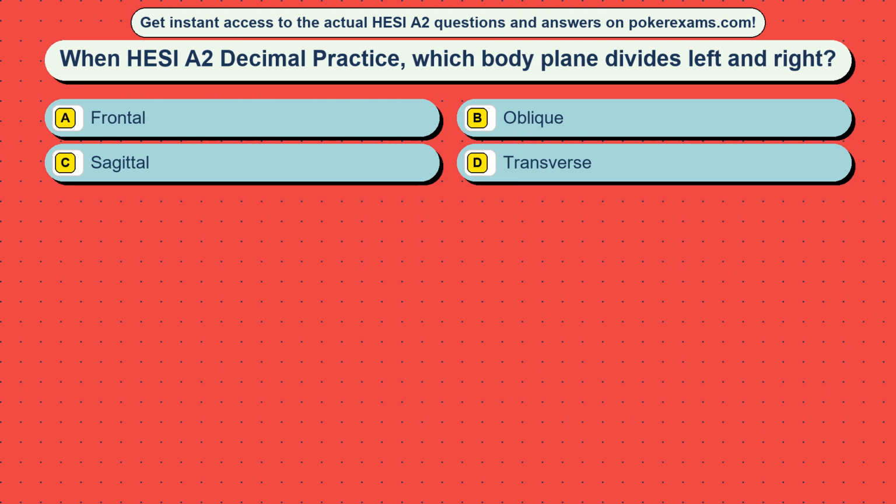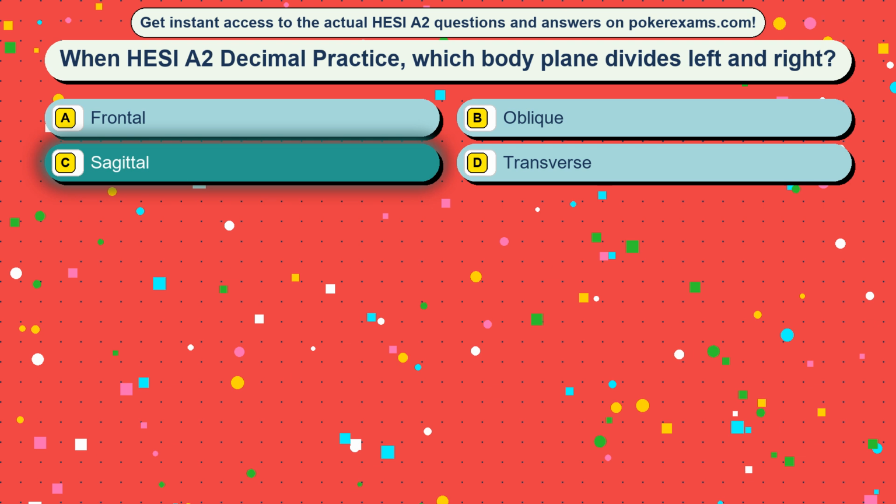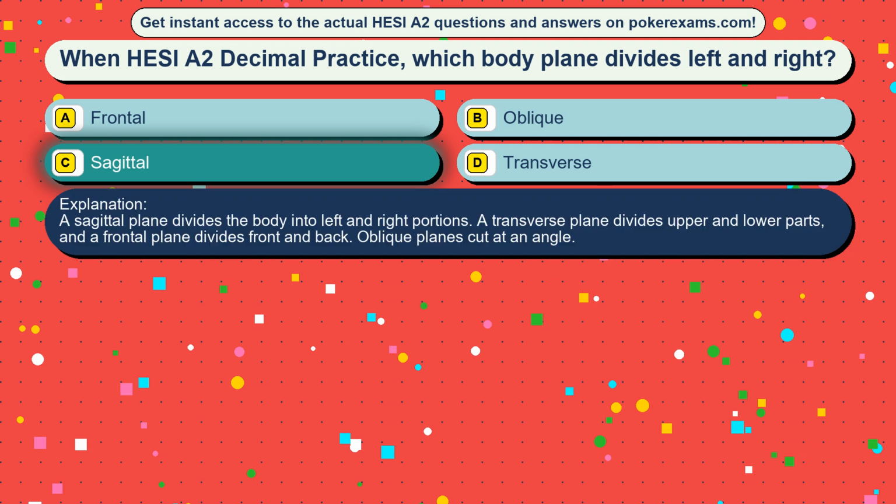Question 39. When HESI A2 decimal practice, which body plane divides left and right? Option A, frontal. Option B, oblique. Option C, sagittal. Option D, transverse. The correct answer is option C, sagittal. A sagittal plane divides the body into left and right portions. A transverse plane divides upper and lower parts, and a frontal plane divides front and back. Oblique planes cut at an angle.